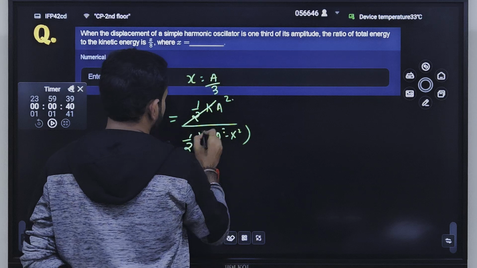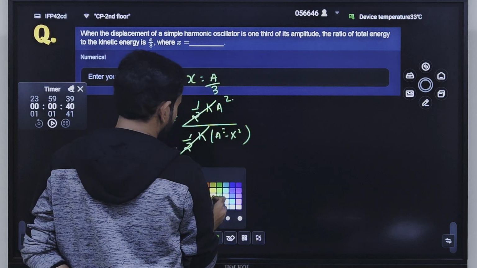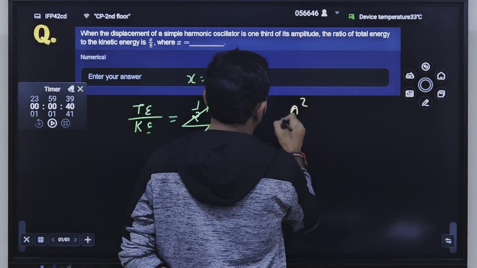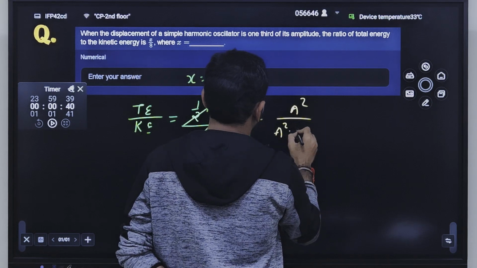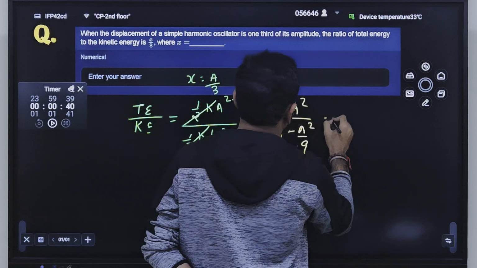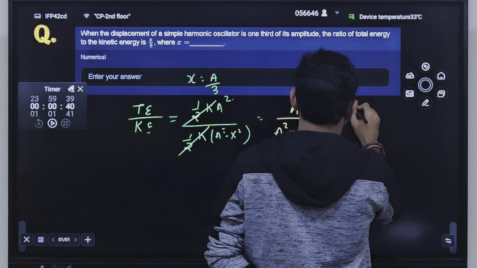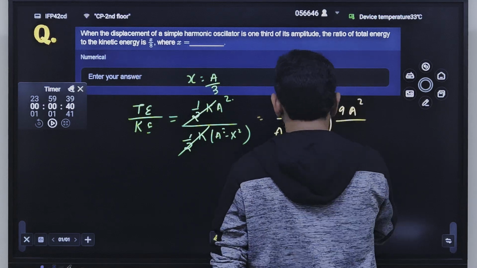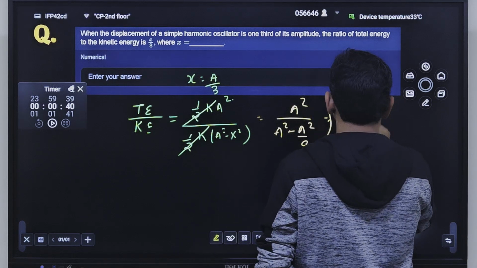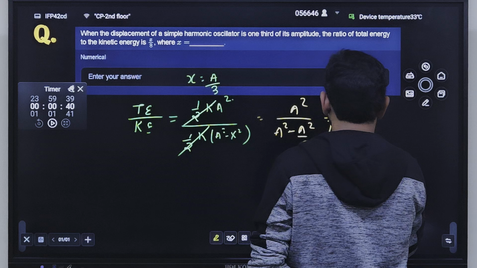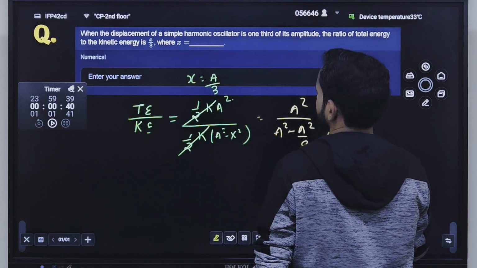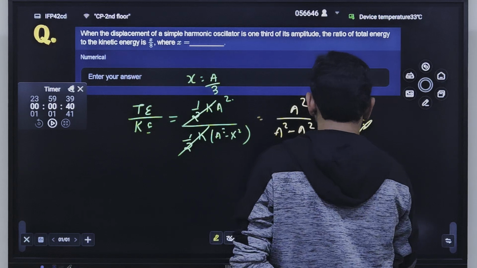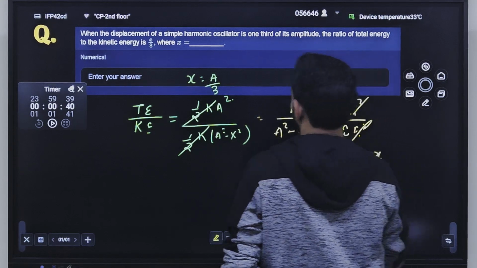Now what can you do? This will get cancelled. After that, just solve it. In the numerator, A square, divided by, what is the position given? It is A square divided by 9. So the numerator is 9 A square divided by 9 A square minus A square, that is 8 A square in the denominator. So 9 by 8 will be the ratio, and it is equated to x by 8, that means the 8 also cancels. x is equal to 9 is the answer.